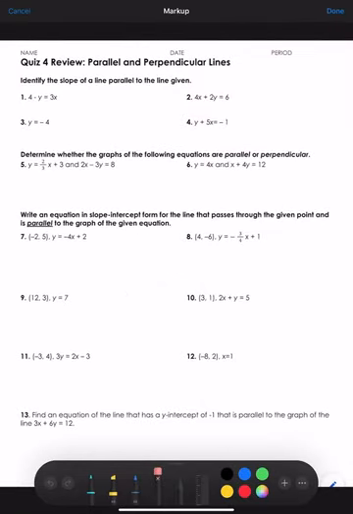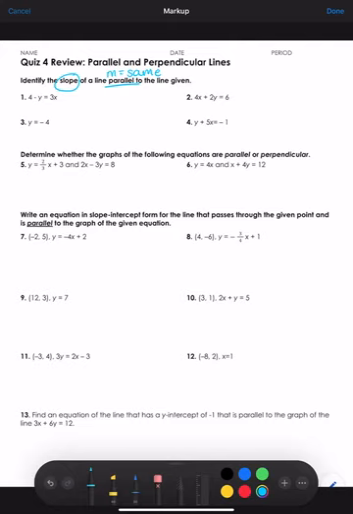And here we go. The first set of questions says we need to be able to identify just the slope of a line parallel to the line given. Finding the slope will be a pretty straightforward process. If you see parallel, I think it's always a good idea to mark that, and then we need to remember that the slope of parallel lines is the same. So if I'm identifying the slope of a line parallel to the line given, I'm really just identifying the slope of the line. If we look at number 1, it says 4 minus y equals 3x.